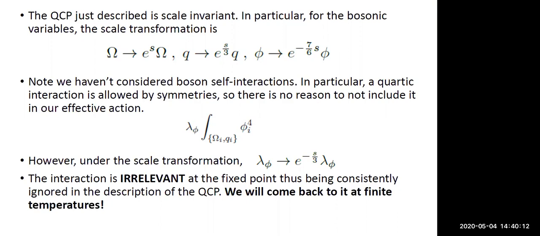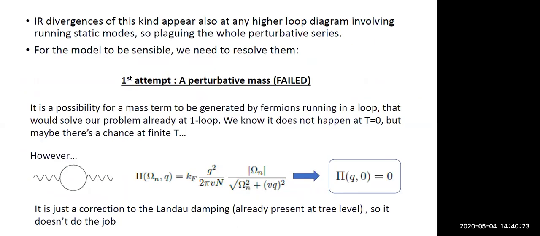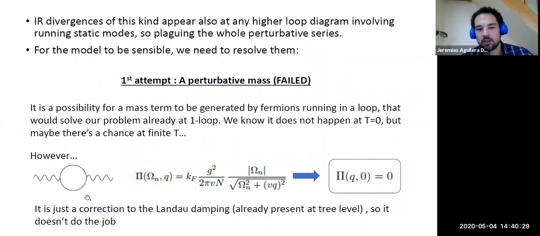Could you explain why the fermionic loop doesn't generate a mass for this boson field, maybe in your first attempt to solve this problem? Okay, so this fermionic loop doesn't generate a mass for the static mode. It generates a mass for the high frequency modes. Note that if omega goes to infinity much quicker than the momentum, this essentially is a constant piece. But the modes we are interested in are actually the vanishing frequency modes. For those modes, this vanishes.